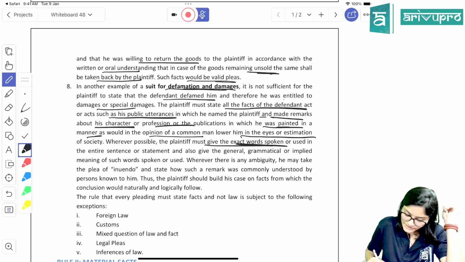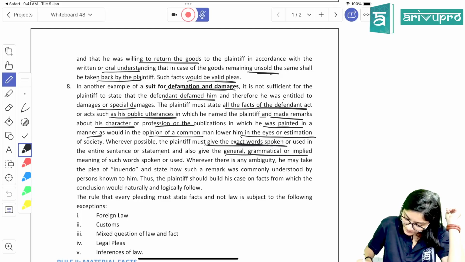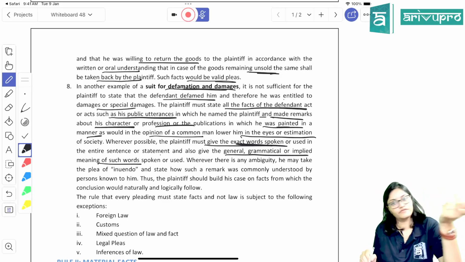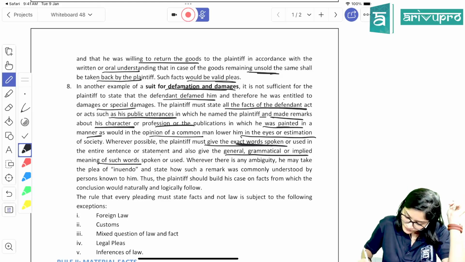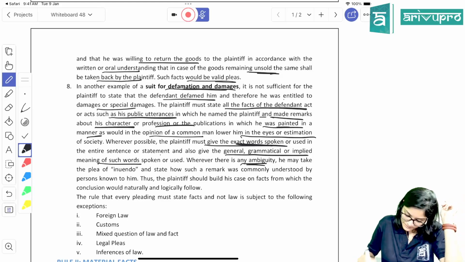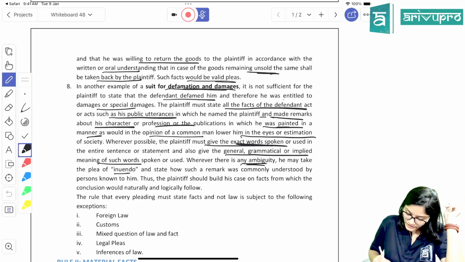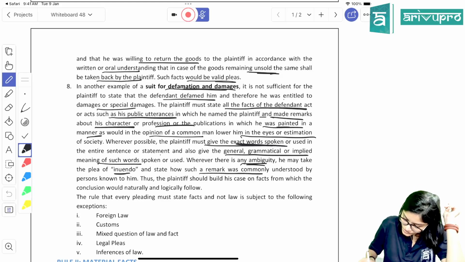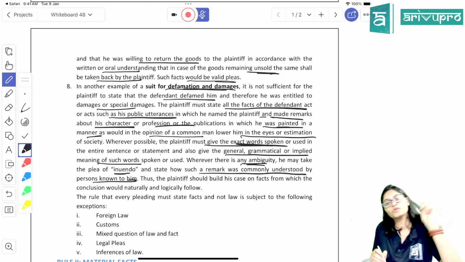Or used in the entire sentence or statement, and also give the general grammatical or implied meaning of such words spoken or used, because in different languages different meanings could be there. Wherever there is any ambiguity, he may take the plea of innuendo and state how such a remark was commonly understood by persons known to him.